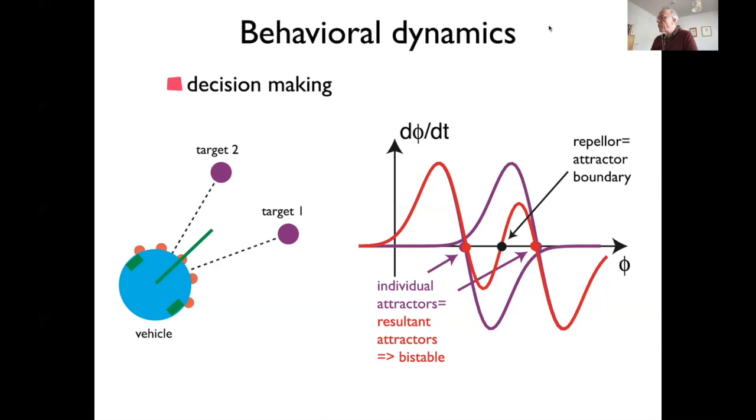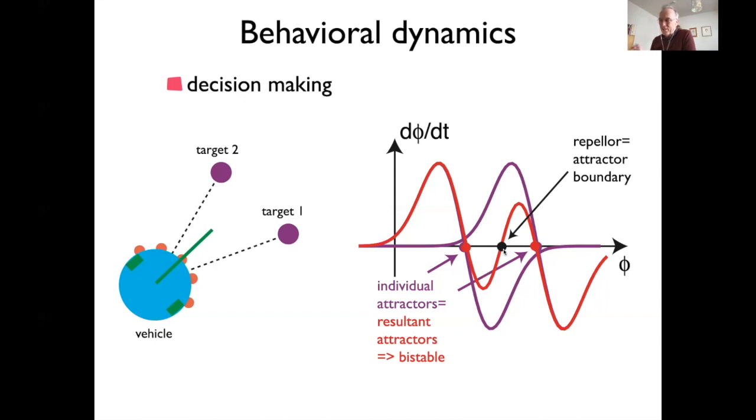I think I got a question here. What about if it's in the middle? Yeah, so if you're, for instance, driving exactly in the middle direction, you're sitting in a repeller, so that could be a problem. And the solution will be that it's an unstable state.